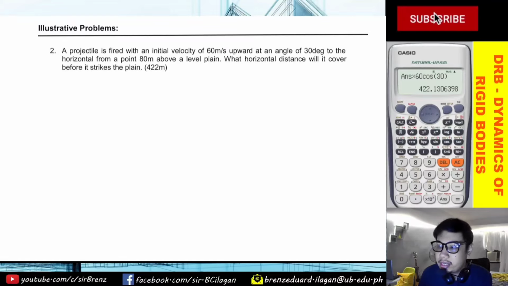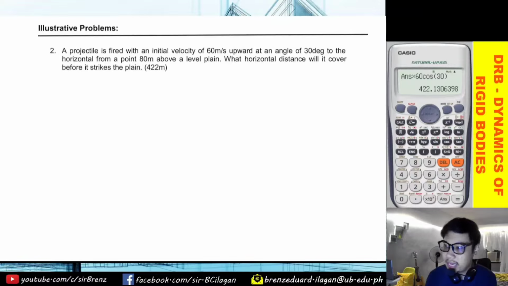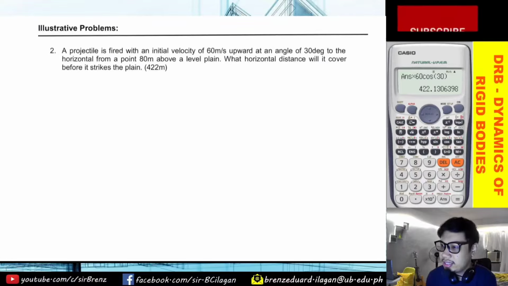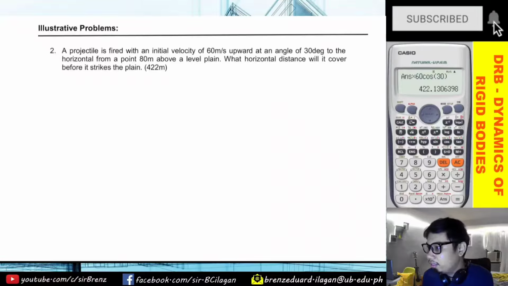A projectile is fired with an initial velocity of 60 meter per second upward at an angle of 30 degrees to the horizontal from a point 80 meter above a level plane. What horizontal distance will it cover before it strikes the plane? Okay, so first, let's draw the figure muna, okay?